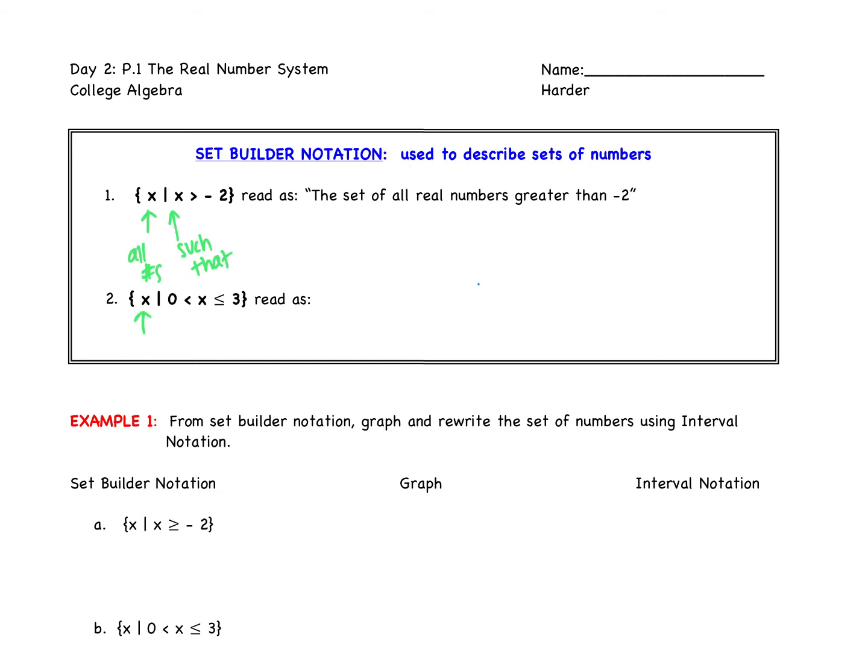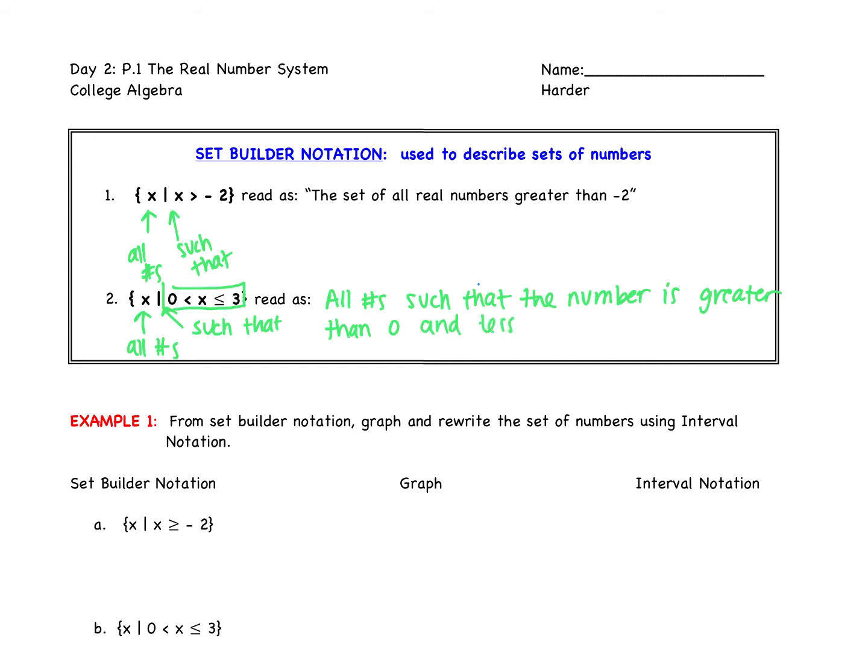So the second one then, that x again just represents all numbers. That line means such that. So what this really means, or how this is read, is all numbers such that. Now we're looking at the inequality. What that inequality is telling us is that x is bigger than 0. It's also less than or equal to 3. So all numbers such that the number is greater than 0 and less than or equal to 3.